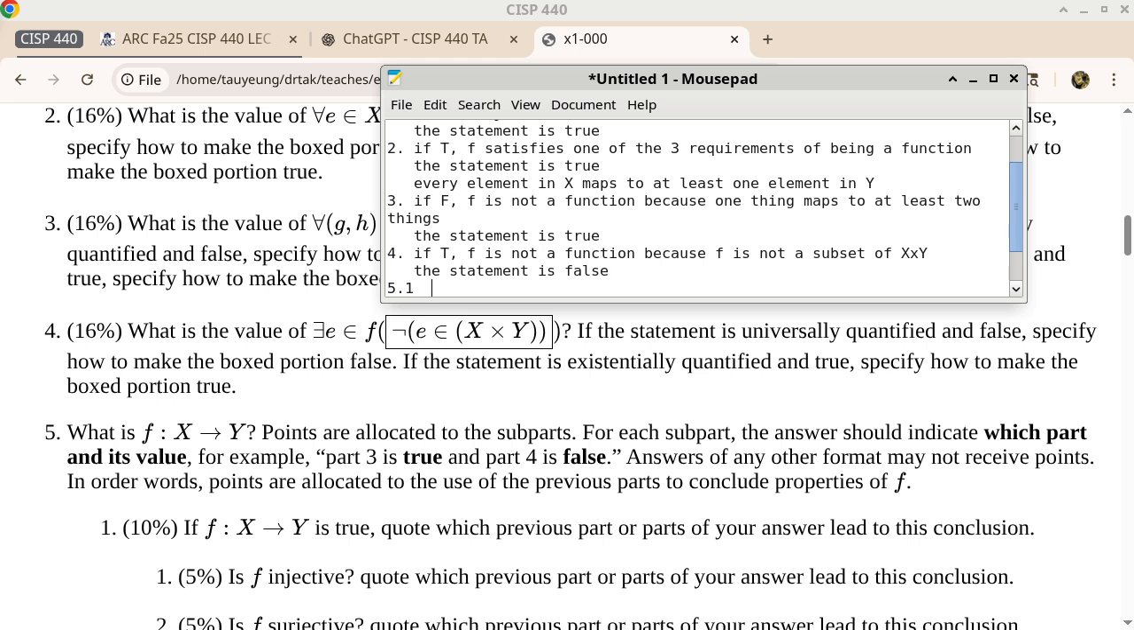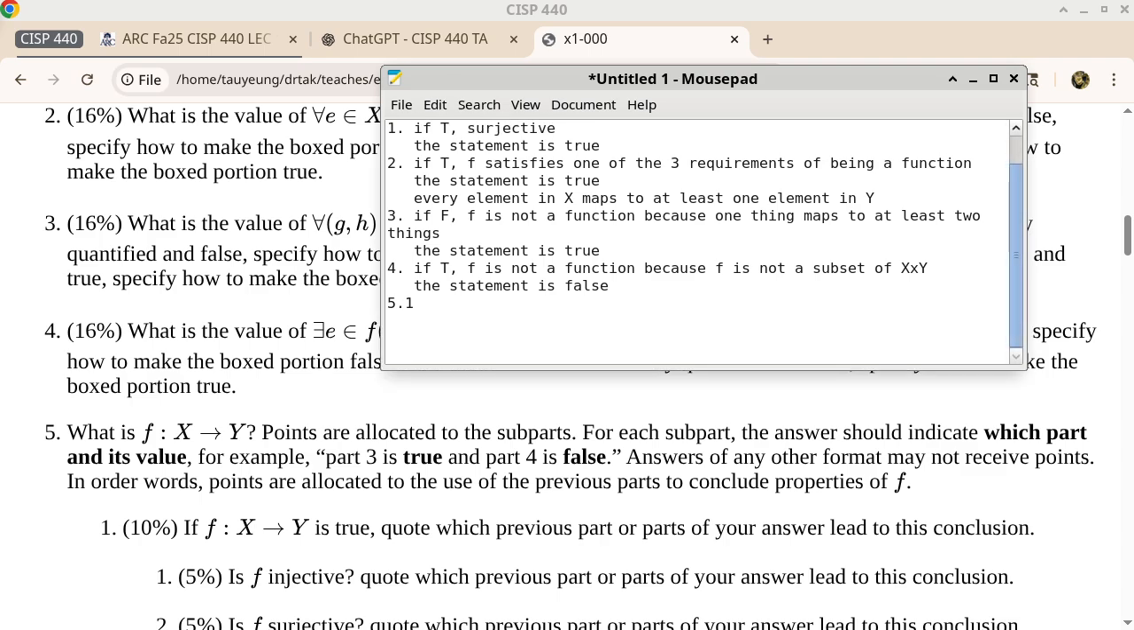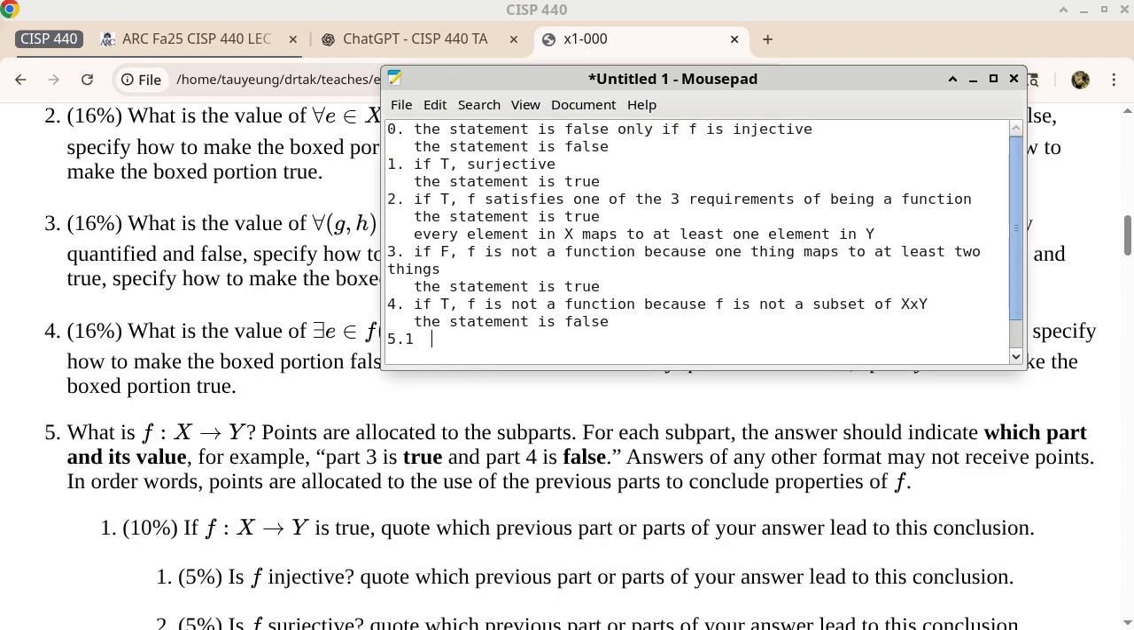All right, 5.1. Which three relate to whether f is even a function or not? So in this particular case, I have to go back and look. That's about injection. That's about surjection. So it's 2, 3, and 4. It just so happens.